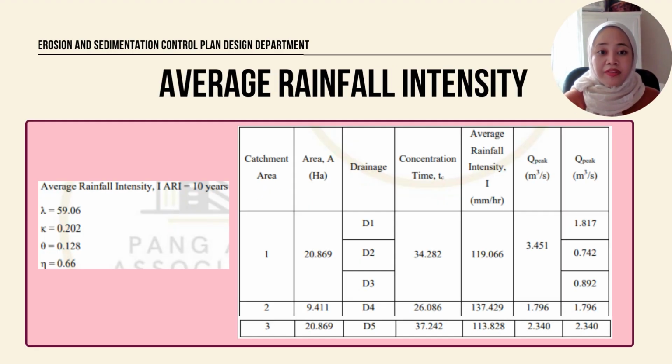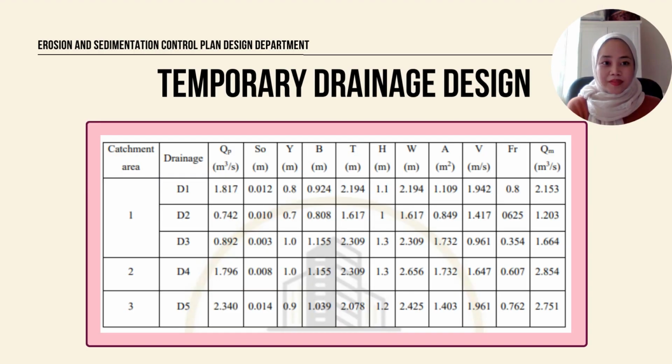Next is the average rainfall intensity, with ARI equal to 10 years. From this table, we get an average rainfall intensity for catchment area 1 of 119.066. For catchment area 2, we get 137.429. And lastly, for catchment area 3, we get 113.828.